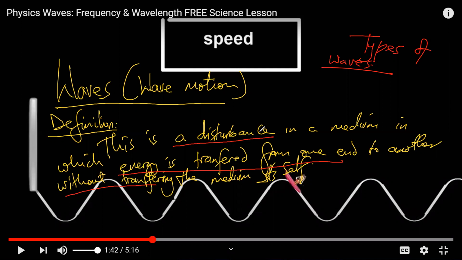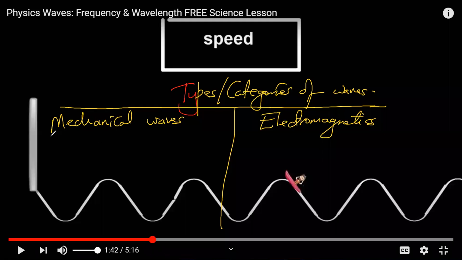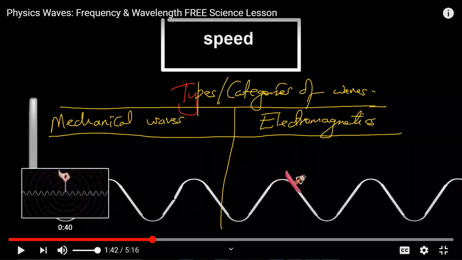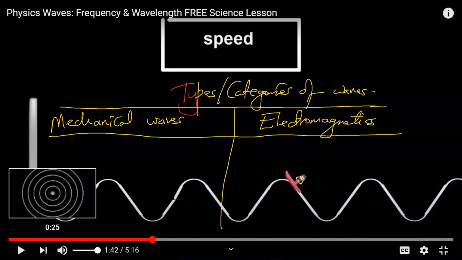So, a wave is a disturbance in a medium in which energy is transferred from one end to another without transferring the medium itself. You can also do that table there. We have the mechanical and then the electromagnetic waves. So what is the difference between the two? What is the difference between the two types of waves?